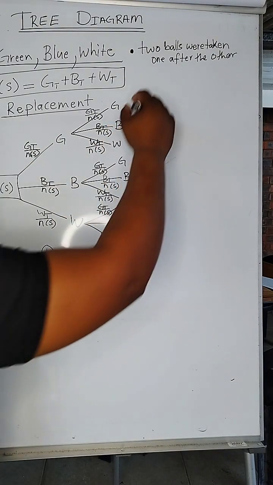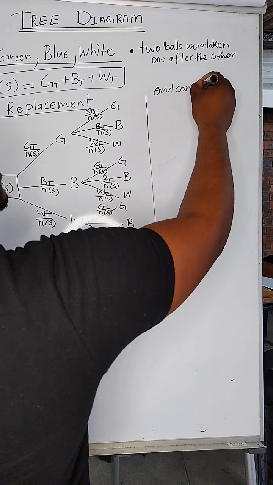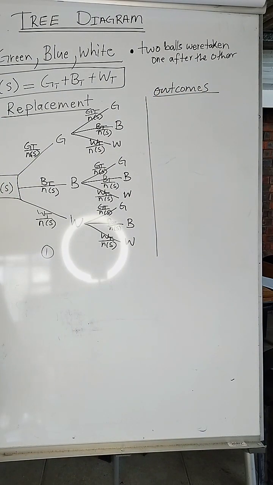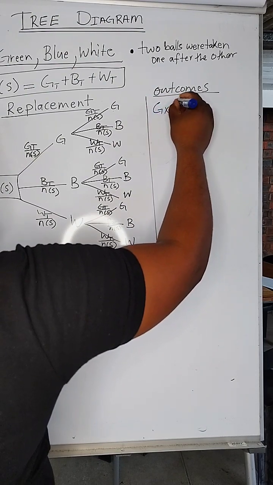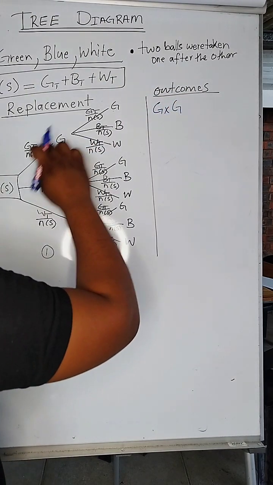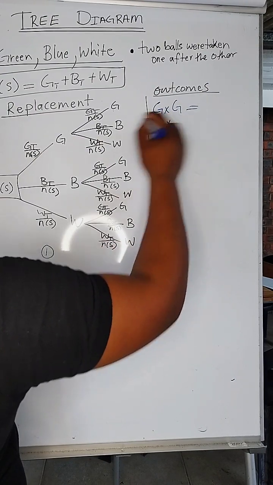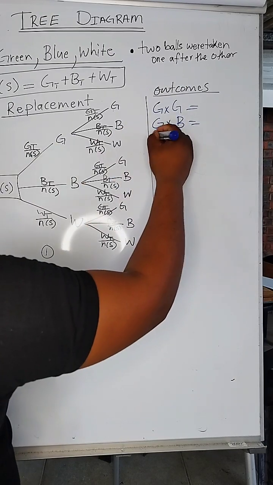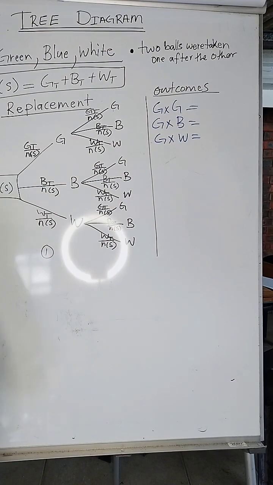After then, I'll go for outcomes. Now, outcomes is where I multiply. I'll say G multiplied by G. So this is the number times this number, and you get an answer here. Then G multiplied by B, you get an answer. Then you have G multiplied by W, you get an answer.